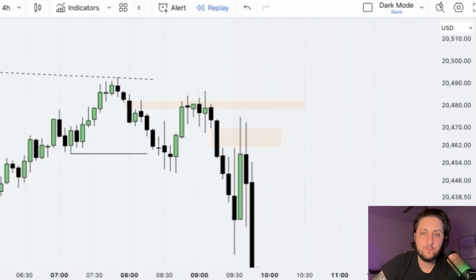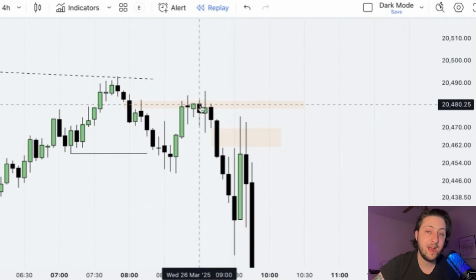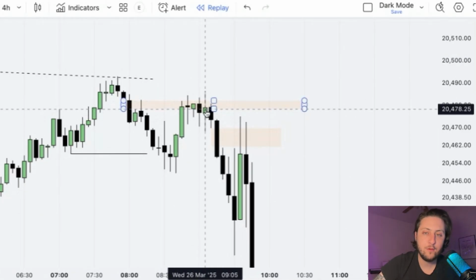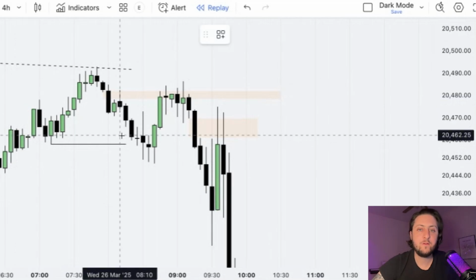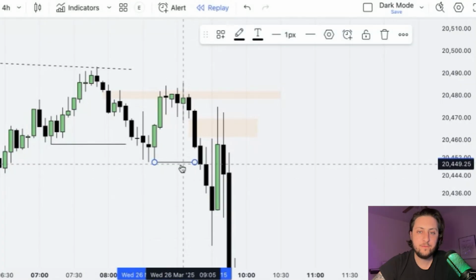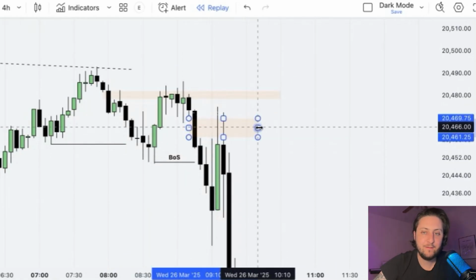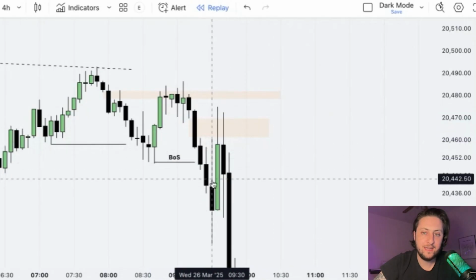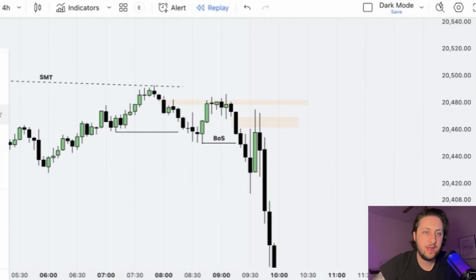Now, the entry that I took, though, was not here because this is still before the 9:30 open. I was watching this move play out, but I don't take trades before the 9:30 open. We had another confirmation. So we had an even clearer break of structure right here. So the market takes out this low. So we get another break of structure. And we create a 5-minute bearish fair value gap right here.